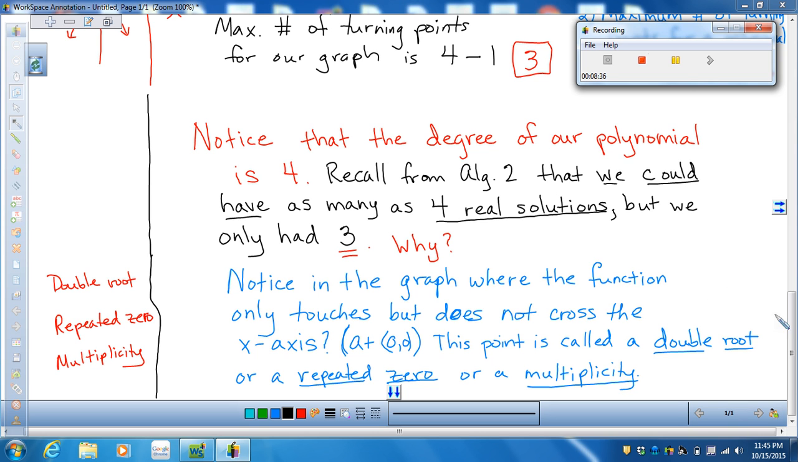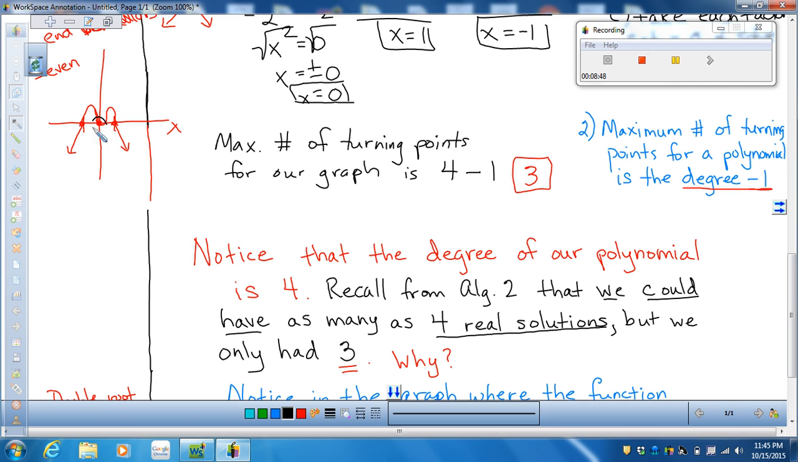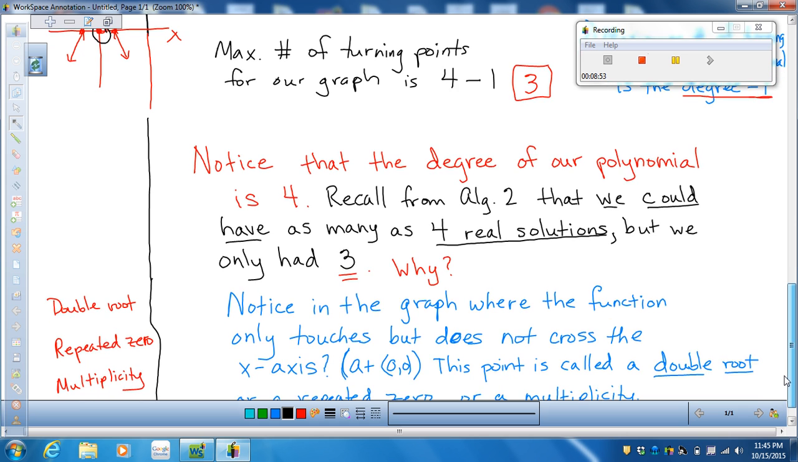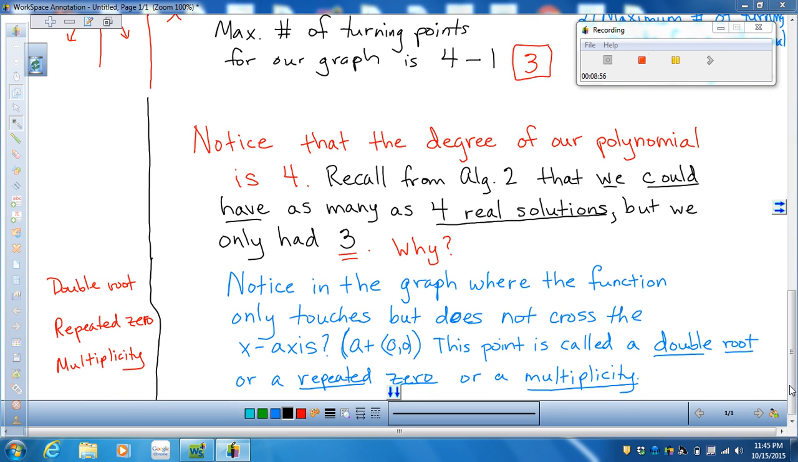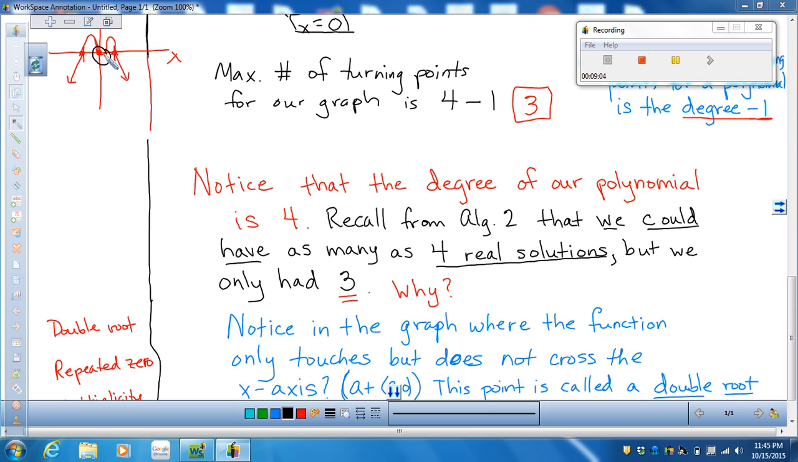Go back to the graph, and I want you to notice in our sketch where the function only touches but does not cross the x-axis. Right here at (0, 0). This particular location is what we call a double root. Another name for it is a repeated 0. And one more word that we use is multiplicity. So at this particular point, it touches the axis and then comes immediately back up. So at that point, there are 2 answers that are exactly the same.